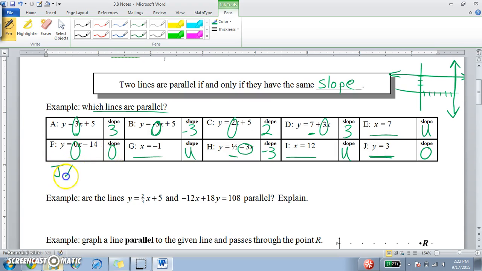So J is parallel to F. These two slashes right here mean parallel, just like we've talked about perpendicular is the upside down T. These two slashes right here means parallel. So J is parallel to F.